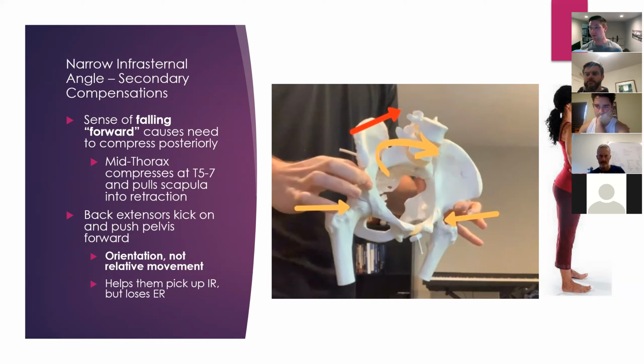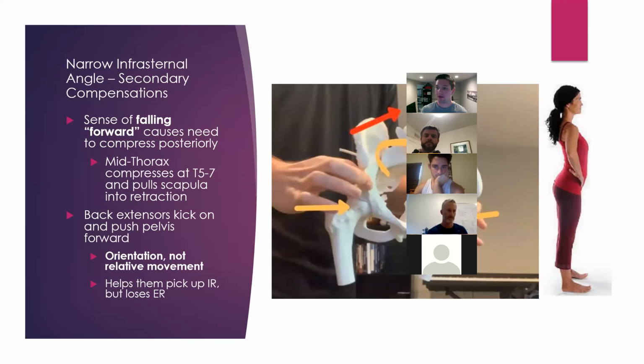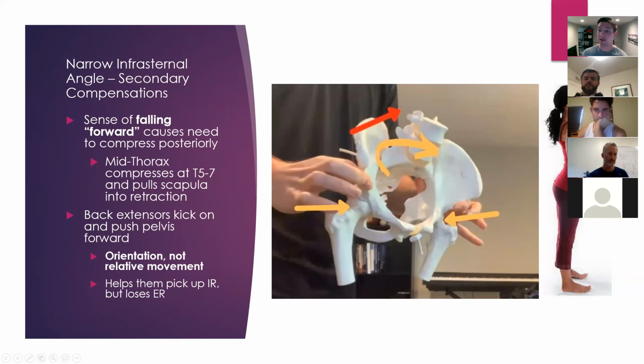Now, within their thorax, because they started off originally anteriorly compressed and now they've compressed posteriorly, they're going to lose ER and they might pick up a little bit of IR just by nature of having their ribs flared up and chest puffed out, very similarly to this girl in the picture right here. But they're still starting off anteriorly compressed, so they're probably going to be limited in both IR and ER at the shoulder.